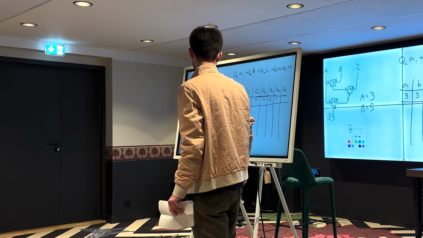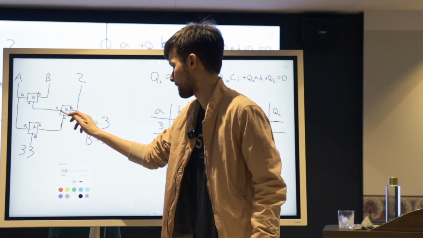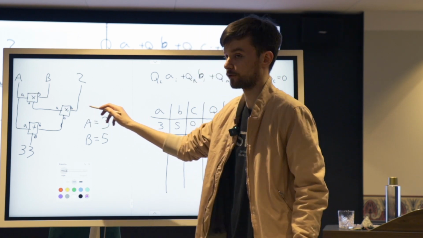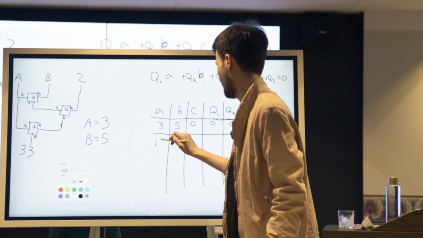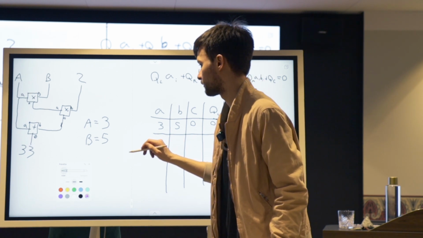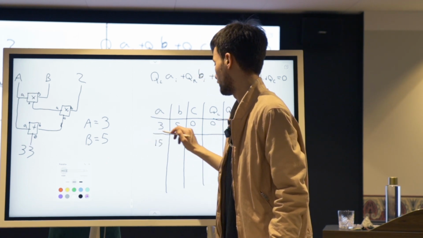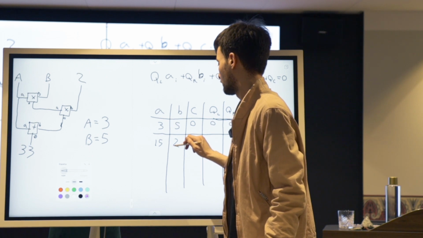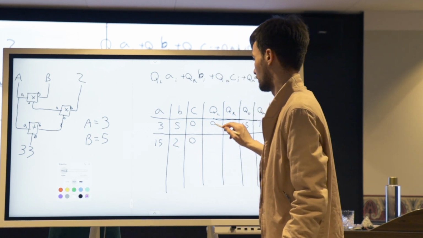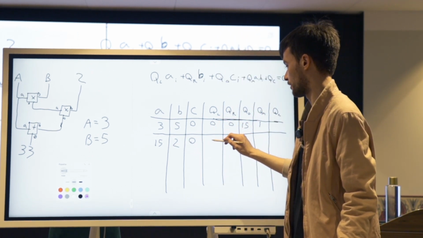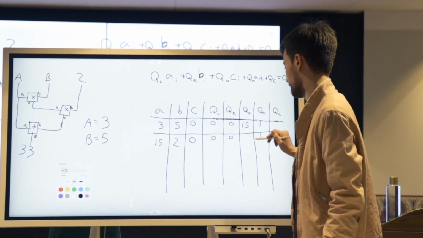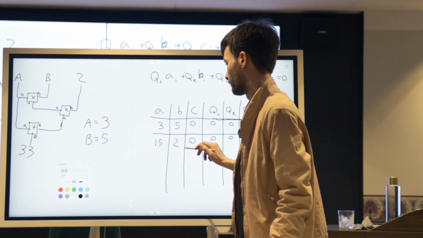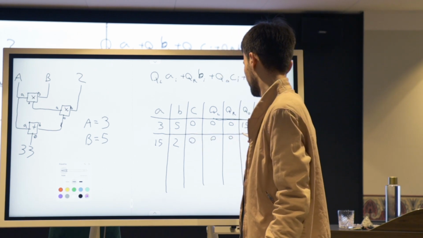And then for the next gate, A is the result of the previous gate. So A is 15. B is 2. C, we're not using it. Again, this is a multiplication gate, so L and R are 0. M is 1. And then O is the result of A times B, 30.